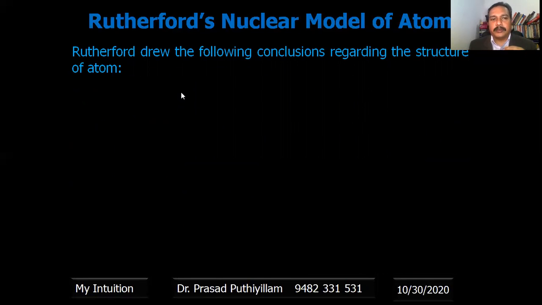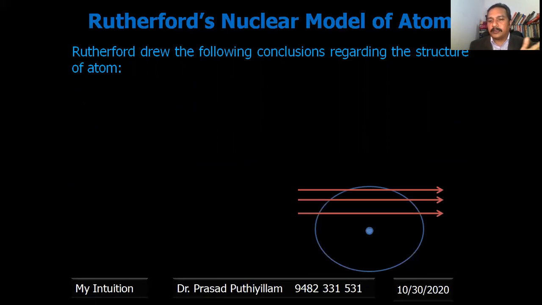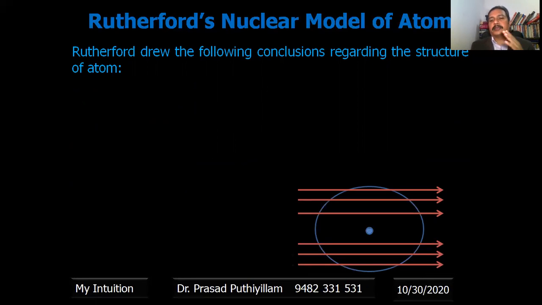So Rutherford drew the following conclusion regarding the structure of the atom: a spherical shape, with a nucleus at the center having positive charge. Alpha particles have positive charge. When alpha particles are allowed to strike the gold foil, most pass through in a straight line, not deviated by anything. That means the entire spherical shape does not have positive charge. If positive charge were there, the alpha particles would be reflected, because like charges repel.